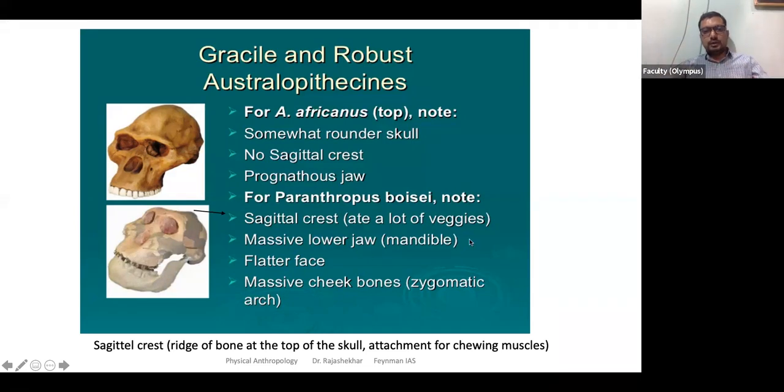So they probably were chewing a lot of vegetables. These are all predictions on the diet. The lower jaw is really massive. The mandible is very massive, it's huge. The face is becoming a bit flatter compared to the other apes. But they still have huge cheekbones, or zygomatic arch. So these bones were huge, and the lower jaw mandible was big, so no chin. And sagittal crest. Okay, we'll stop the class here.